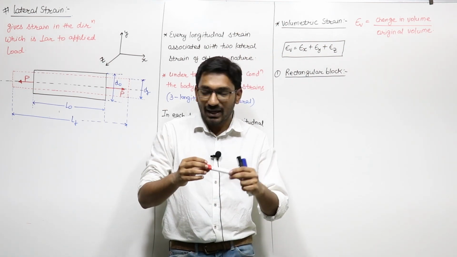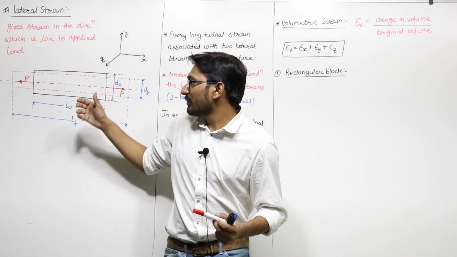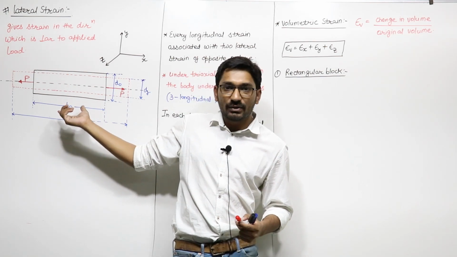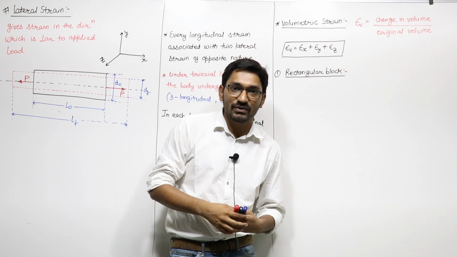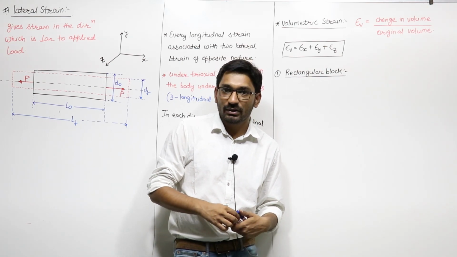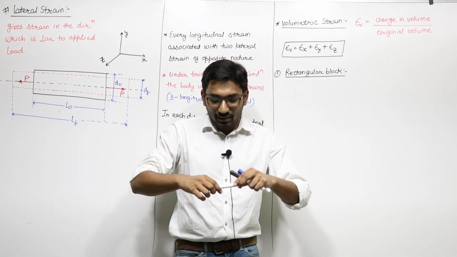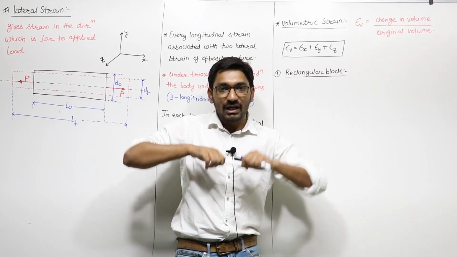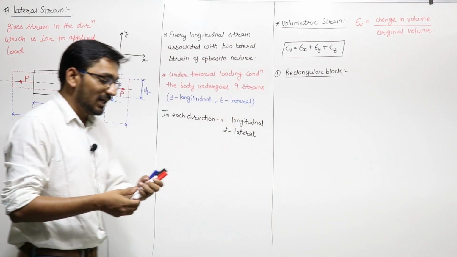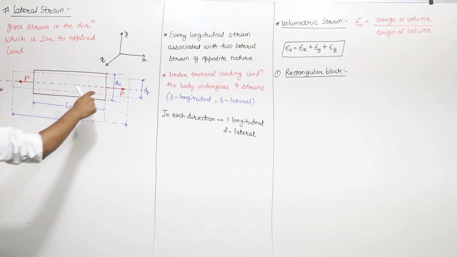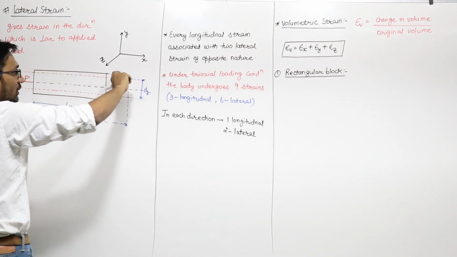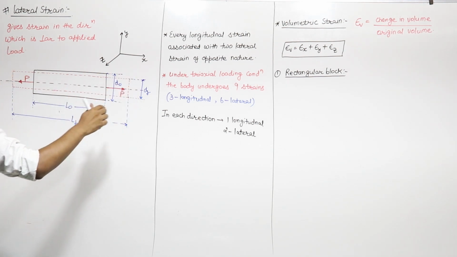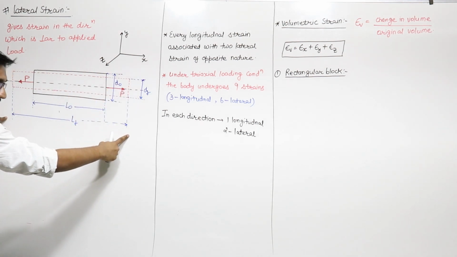Let us suppose this is a bar, the initial length is L0 before loading, and the initial diameter of this rod is D0 before loading. When I apply an axial tensile load P over this, because of this load the length of this rod will increase, and I am saying that the final length is LF.